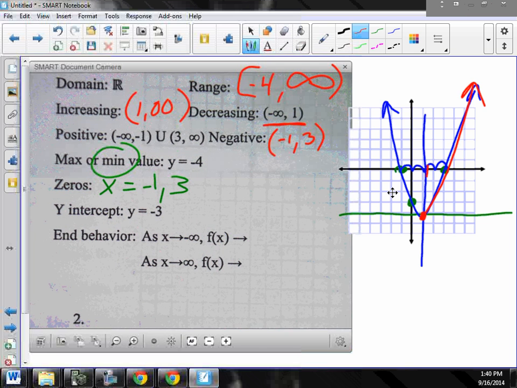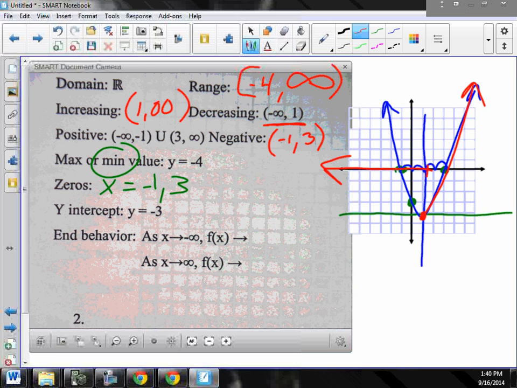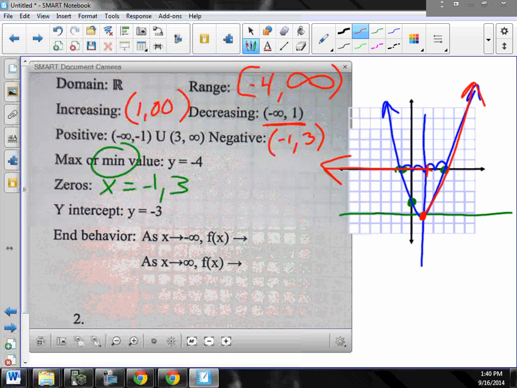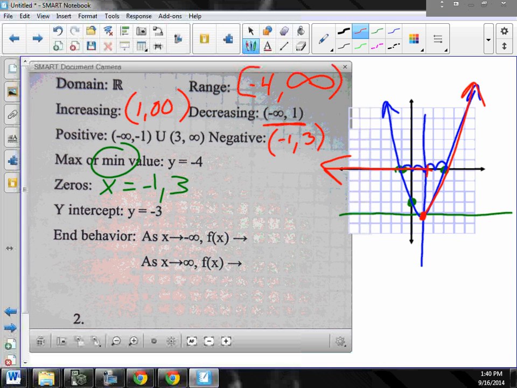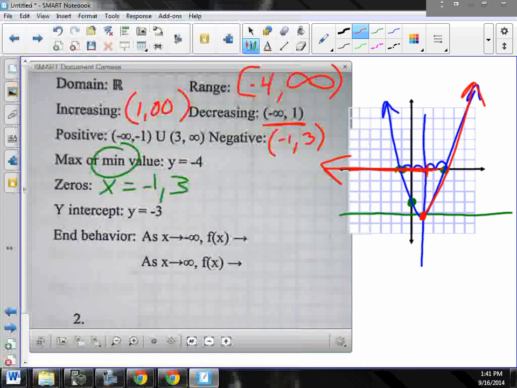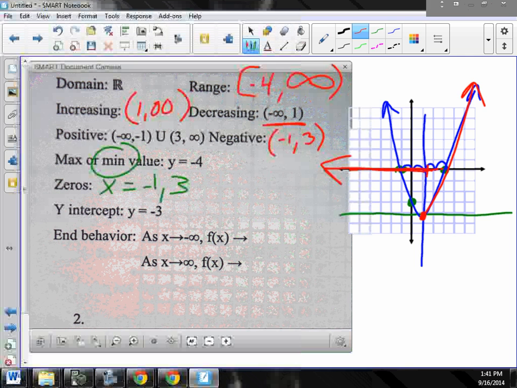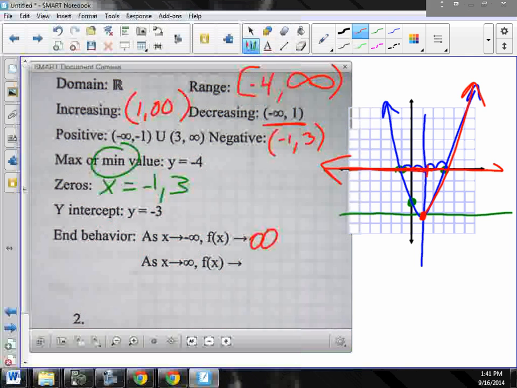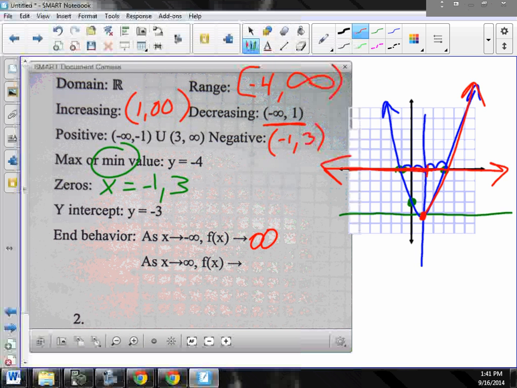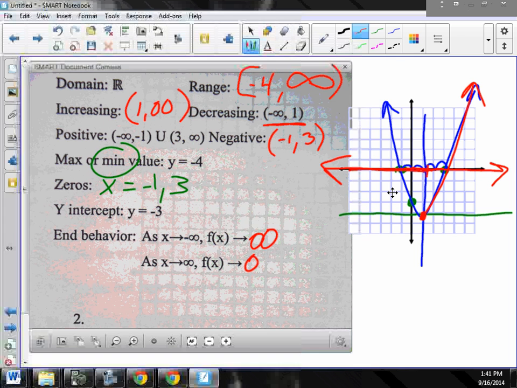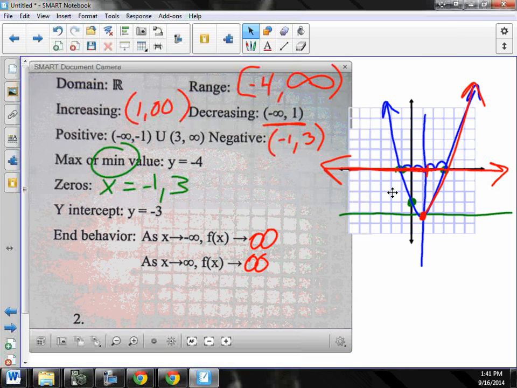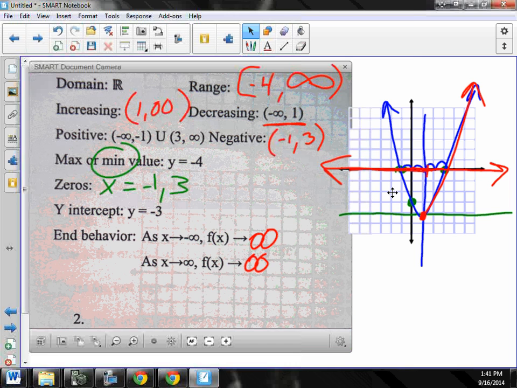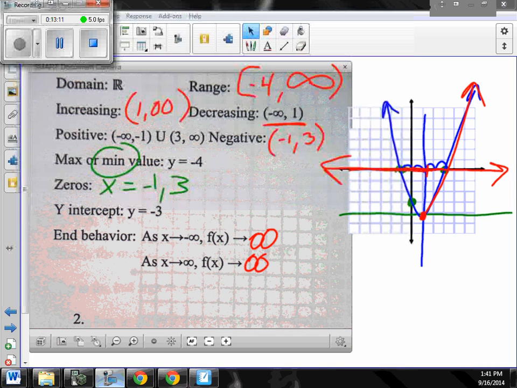Then the only thing left is the end behavior. As x approaches -infinity, so as x goes to the left, which direction is the graph traveling? So as we travel to the left, does the graph go up or does the graph go down? Up. As we travel to the right, does the graph go up or down? Up. So both of those are infinity. Okay? I'll put the answers up on the board. And then you should have everything you need to know in order to finish this out.